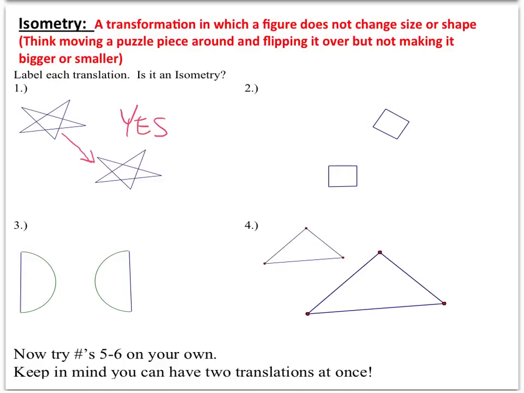Number 2, we have a rectangle that's just being shifted this way. It's not a straight shift, but it's rotated a little bit and then also shifted over. So yes, this is an isometry as well. Number 3, again, this is an isometry because we have the piece that's just being flipped over and moved. Number 4 is not an isometry. As you can see, the first image, or the pre-image, which is this smaller one here, is being enlarged, so it's being dilated. So no, this is not an isometry. Now go ahead and try number 5 and 6 on your own.